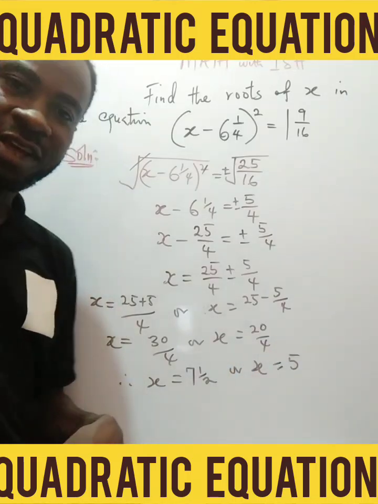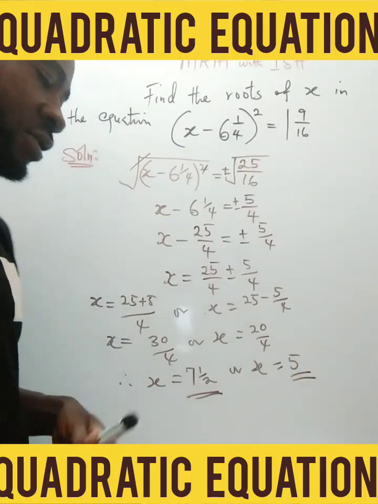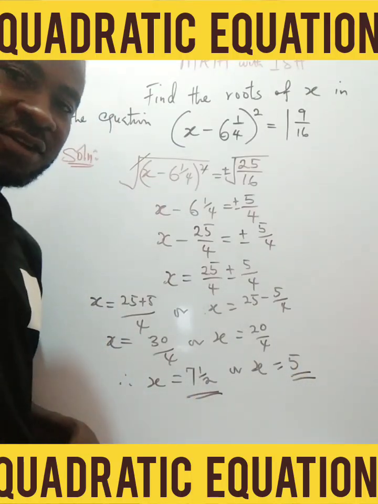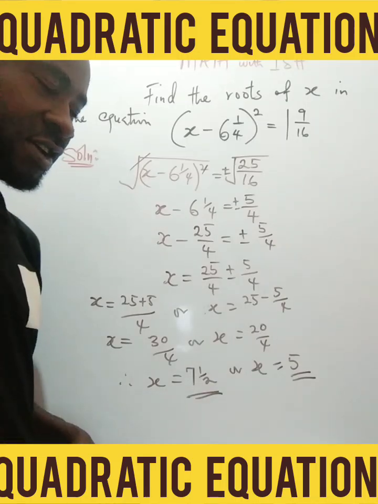And so this is our solution. The roots of the equation are x equals 7.5 and x equals 5.